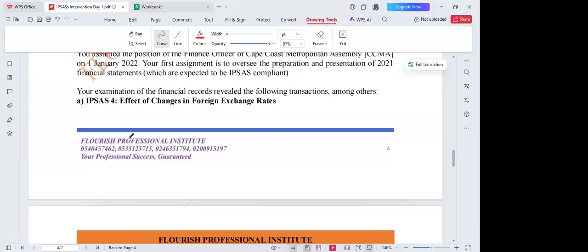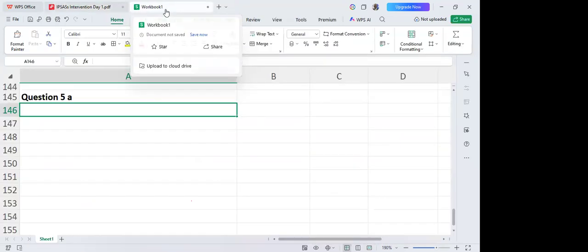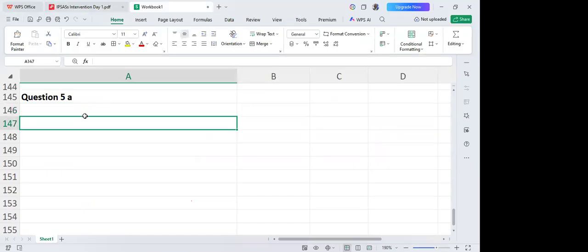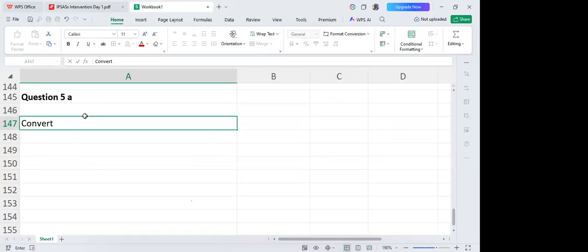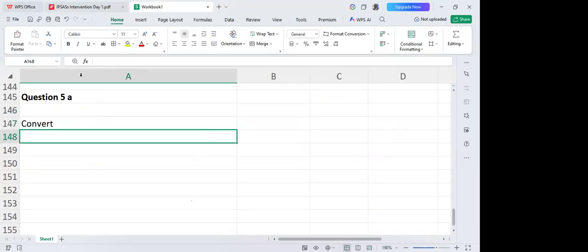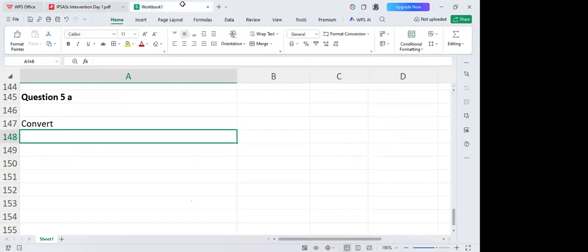We are dealing with a foreign exchange transaction. We bought a car. On the date that we bought it, we need to translate the figure at that date. We need to get a Ghanaian equivalent of it. To convert, we need to know the exchange rate prevailing at that date. That's 1st October 2021. The exchange rate is 6 Ghana cedis to $1.